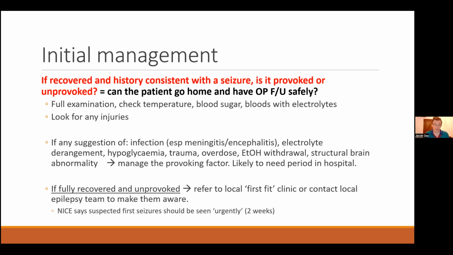If someone's got epilepsy and they've had a seizure, but they've fully recovered, I think you just need to make the epilepsy team aware. And often the best way to do that is to get in contact with the epilepsy nurse, either by email or phone, or if you've got a neurology registrar around, you can drop them a line. But I think their regular team's going to want to know if they've had a seizure that's brought them into hospital. Okay.